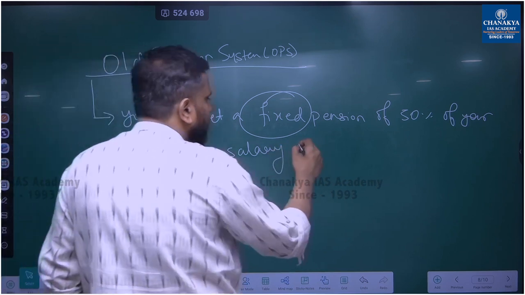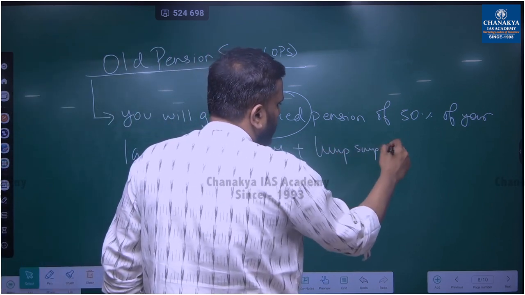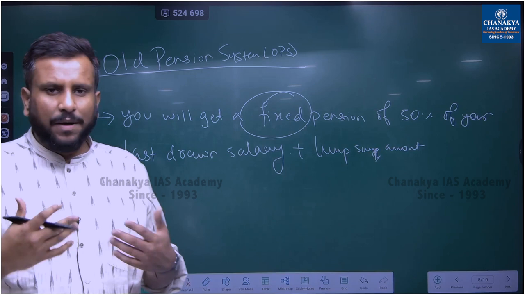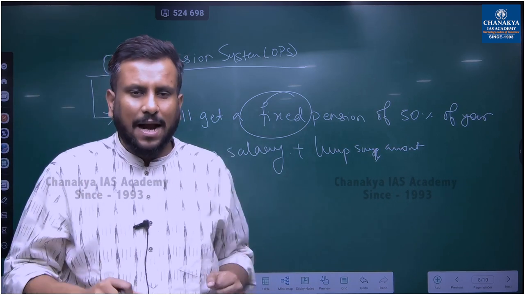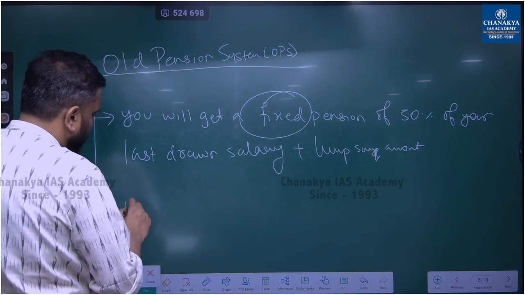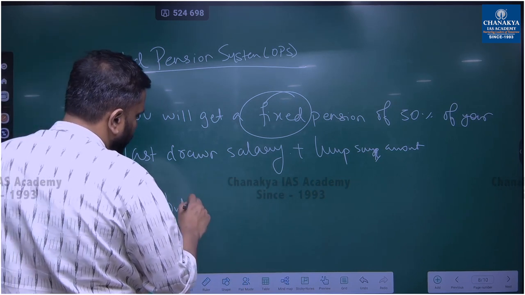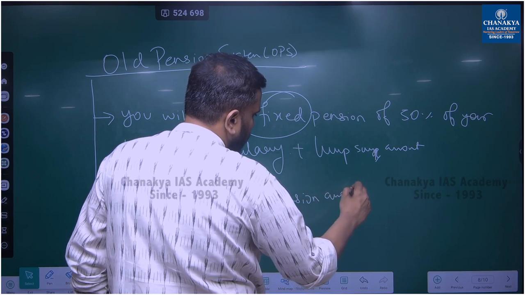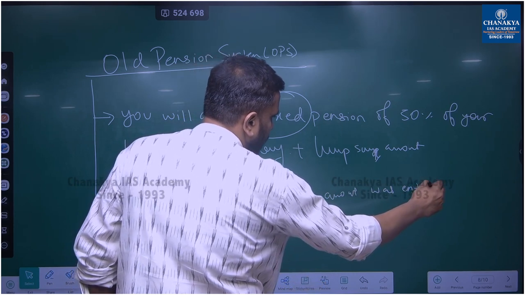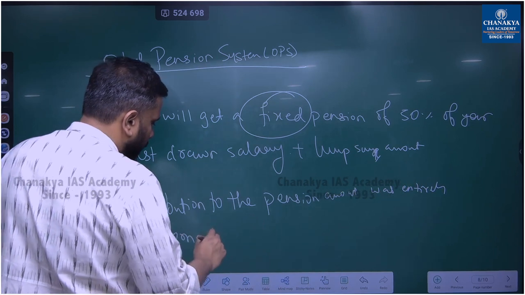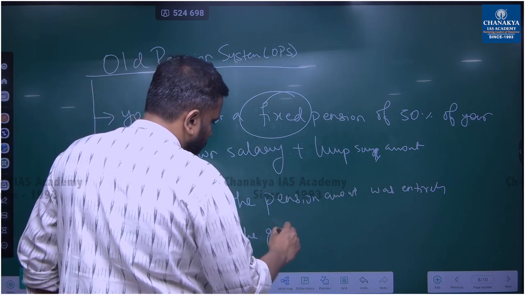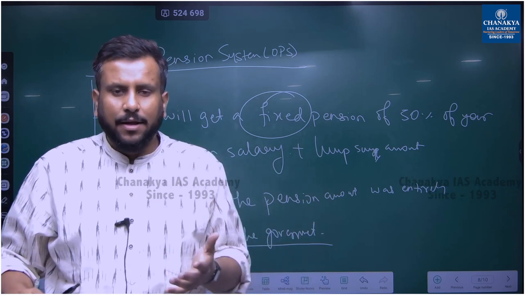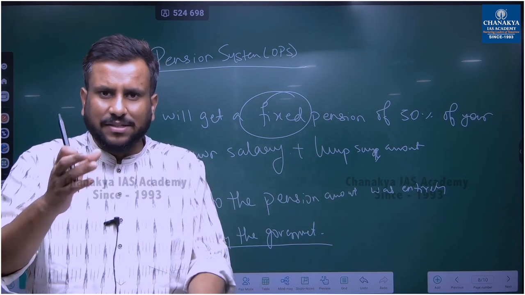And also you will be getting a lump sum amount. So 50,000 aapko per mahine milega if you are earning 1 lakh. And also you will be getting a fixed amount at the age of retirement. And the contribution to this pension amount was entirely borne by the government. ठीक है, मतलब जो पेंशन का खर्च होगा, because at the end you are getting 50% of your last drawn salary and also you are getting a fixed amount at the time of retirement.